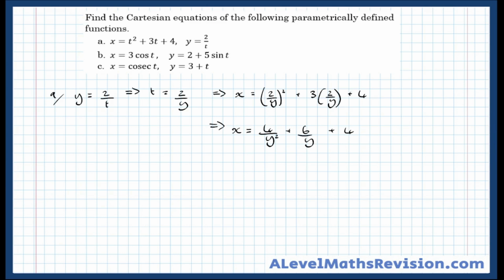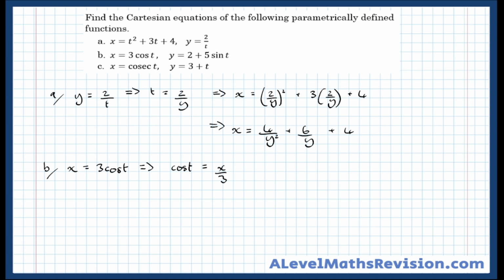done. Part B, and this now involves trig functions, so it makes it a little bit more difficult. So this one involves knowing your trig identities. It's not as easy as just finding t equals. So here, x equals 3 cos t. What I'm going to do, I'm going to make this equation say cos t equals, and I'm going to make the other equation say sin t equals. So cos t equals x over 3.